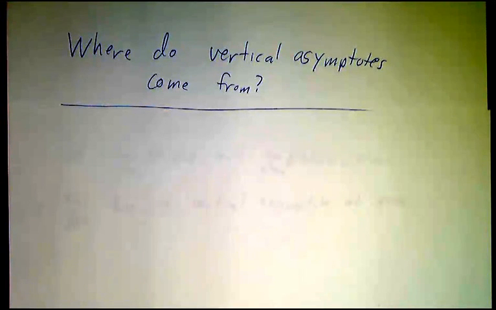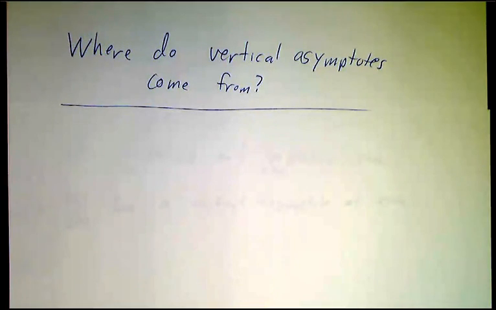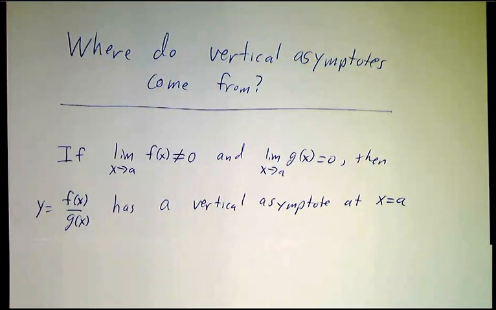Last time we talked about what vertical asymptotes are. Now we're going to talk about how you actually get them. What kind of functions tend to have vertical asymptotes? Now the main way that you get vertical asymptotes, it's not the only way, but it's the main way, is by ratios where the denominator goes to 0.